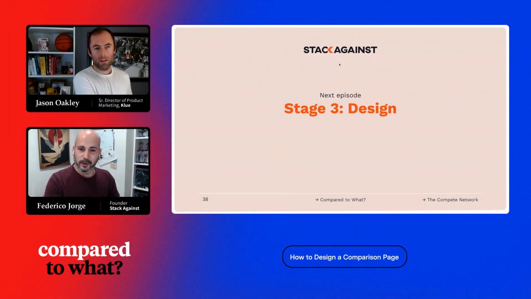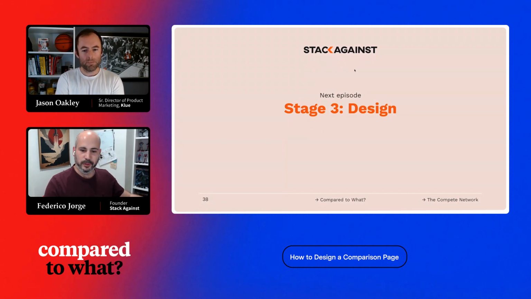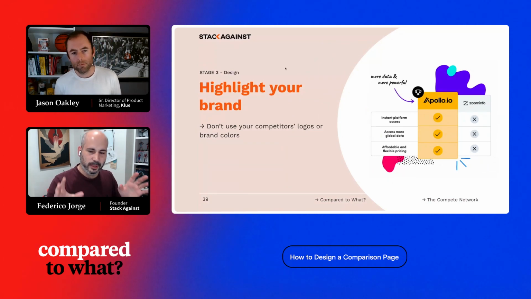Let's get into it. Okay, cool. Like you said, today's topic is design and distribution. We're going to cover this with a few slides. First of all, let's get into the design aspect. I think this is the most important design idea that you need to consider that is very, very specific to comparison pages. I want to show a few more, but this is probably the biggest one.